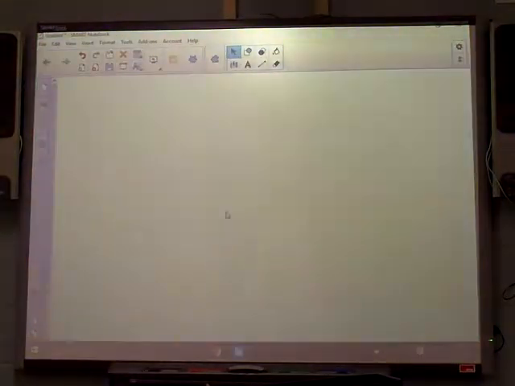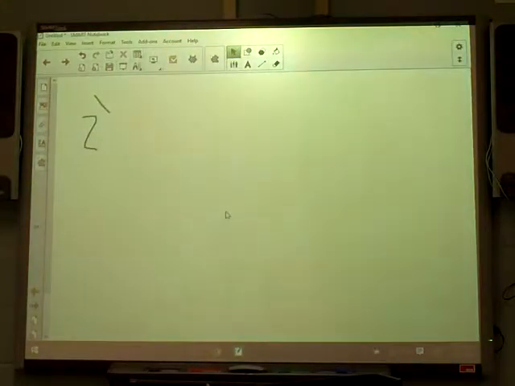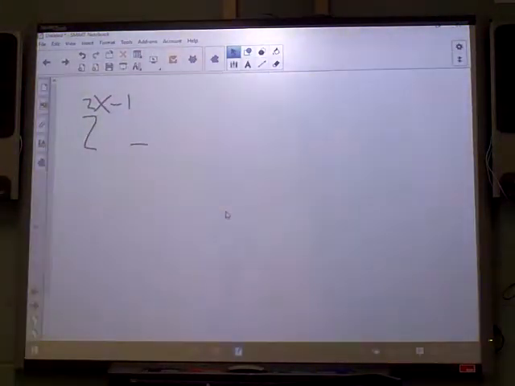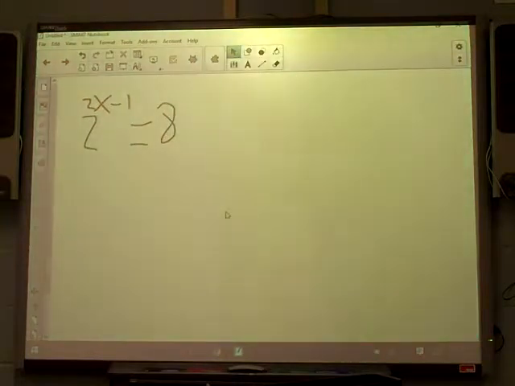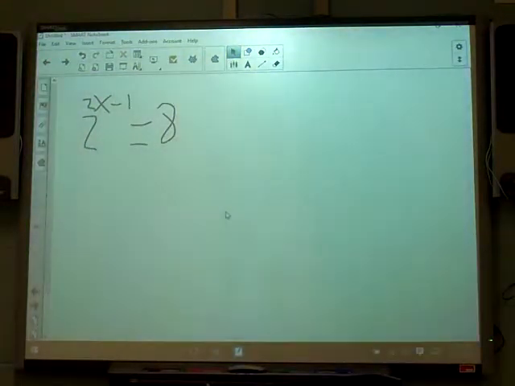Alright, so 14, I've got 2 to the 2x minus 1 is equal to 8. You could, I guess, write this in log form. Anybody do that? Nope. Good, because I didn't either, but I think you could. Since I had a 2 on the left, I rewrote 8 as a 2.